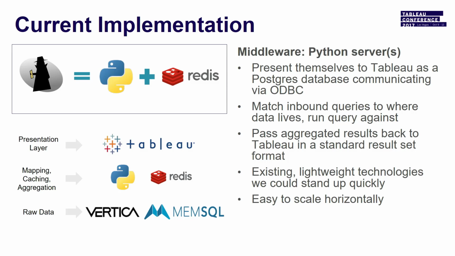And then Redis is hooked into the Python server, where we essentially say, all right, if we've seen this query before and we've gotten the results back, we don't even need to go to the database. That result set's already there. And this was very easy for us to build a POC and then scale out to meet the load that was put upon it.